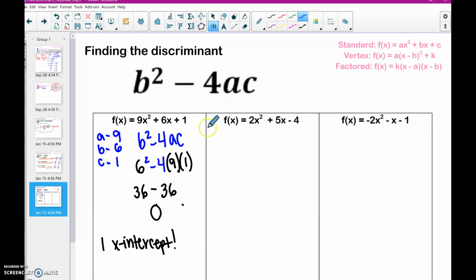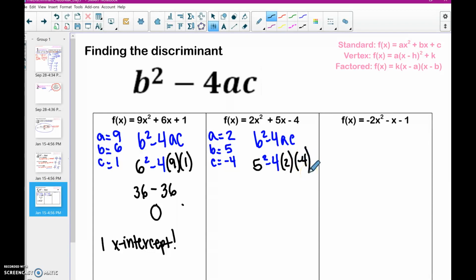Let's try the second one. Let's make a prediction. A, B, C. We can predict the number of x-intercepts prior to even solving the question. So our A value is 2, B value 5, C value negative 4. Again, let's plug this in. I'll draw equal signs so it doesn't look like I'm writing negatives. B squared minus 4AC is our discriminant. Our B value is 5, so we have 5 squared minus 4 times our A value of 2, our C value of negative 4.